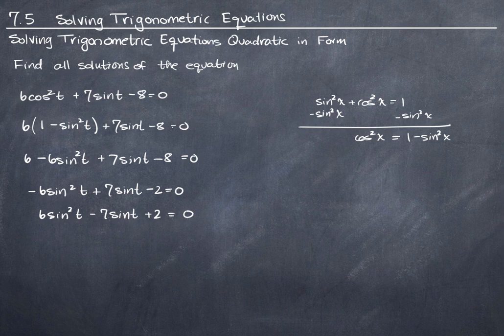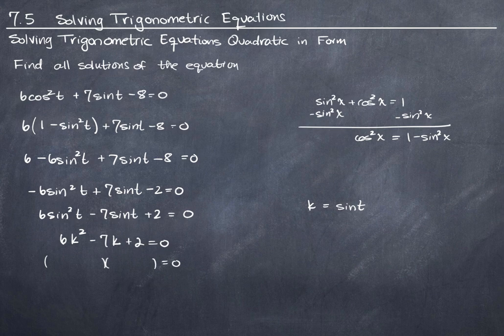Now, in this case, I'm ready to do my substitution, but my problem is given with t in it. So I'm going to pick something different. I'm going to say k equals the sine of t. And now I can replace the sine of t with k, and the sine squared of t with k squared. My hope is that this will factor.